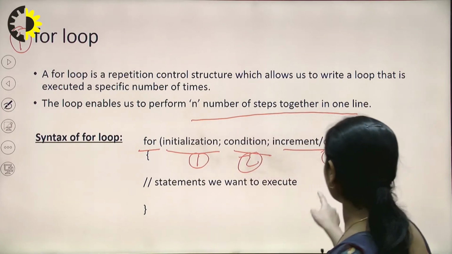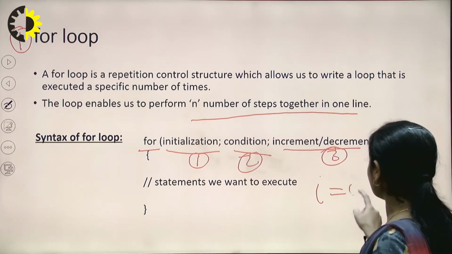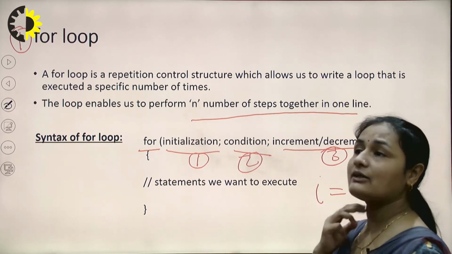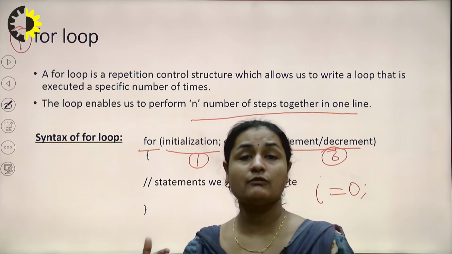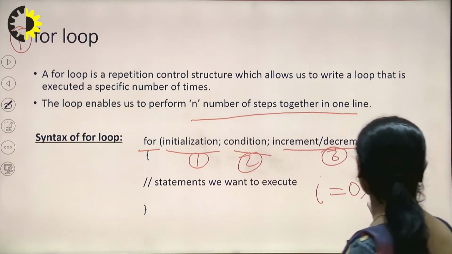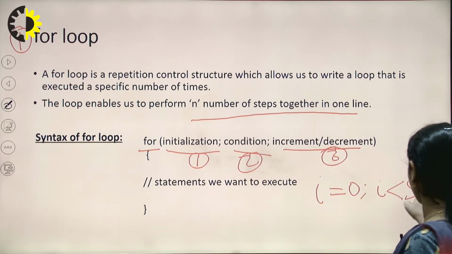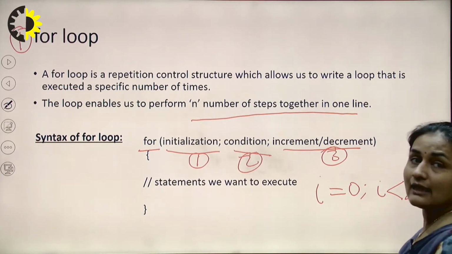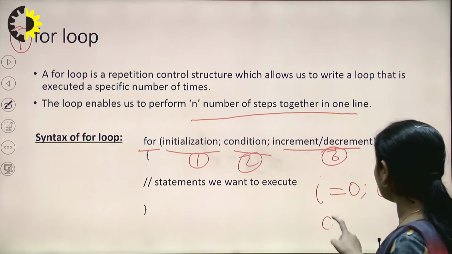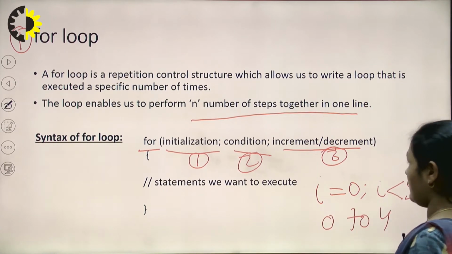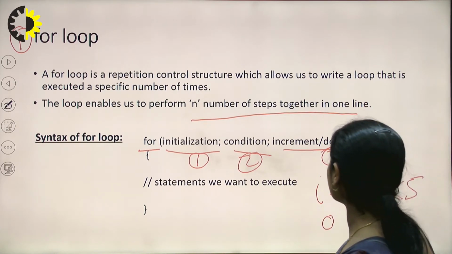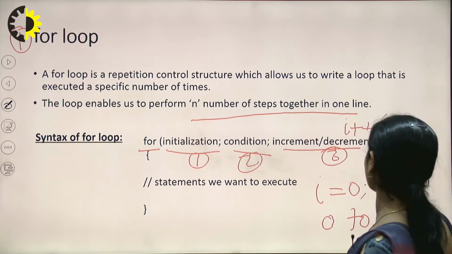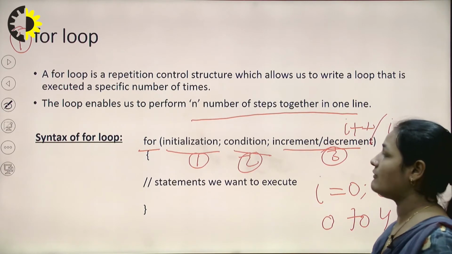For example, we initialize i equal to 0. Then we write a semicolon, and after that the condition, which says how many times we want to execute the loop. Suppose we want to execute it 4 times, then we write i is less than 5. Then it will execute 0 to 4. Then the increment and decrement operation, where we increase or we can also decrease the value of that variable.